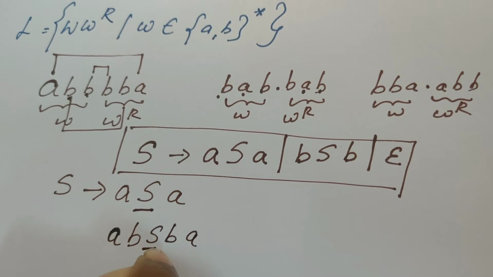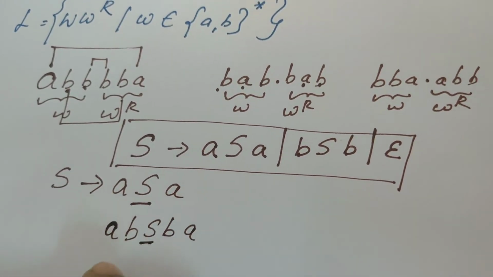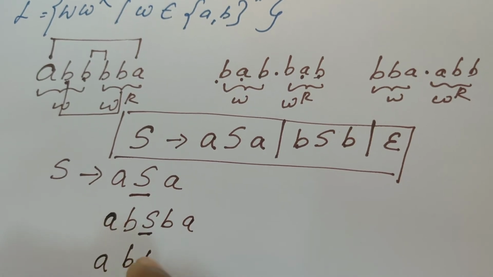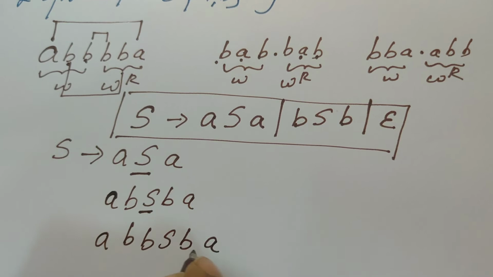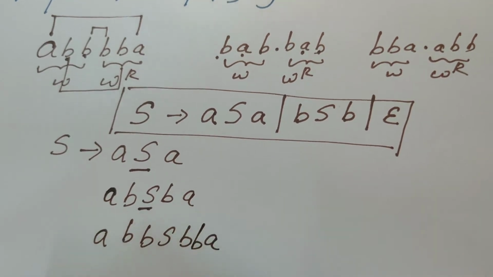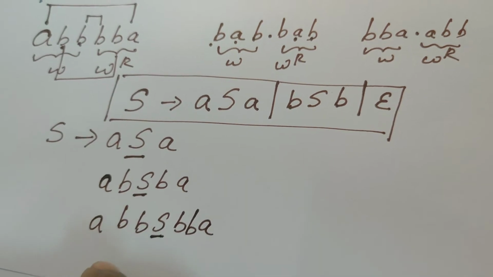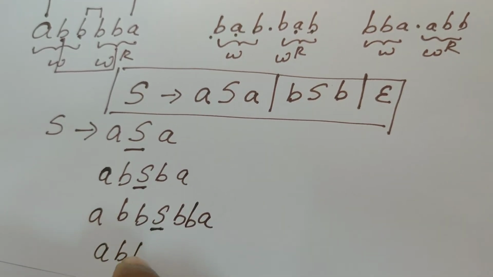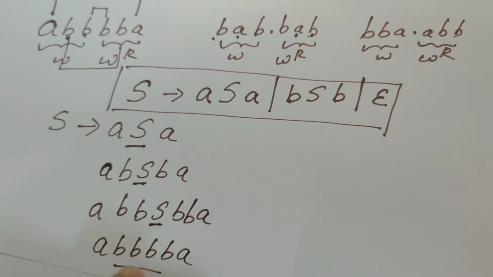Now in place of S, what is the option existing now? B S B. A B B S B A. Now finally, sorry, I missed one B here. B. Right. Finally, this S must be replaced by epsilon. If it is replaced by epsilon, the string we are obtaining is ABBBBA.